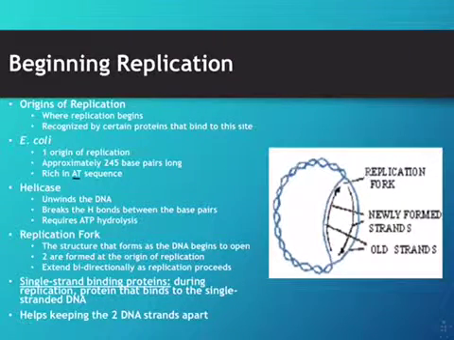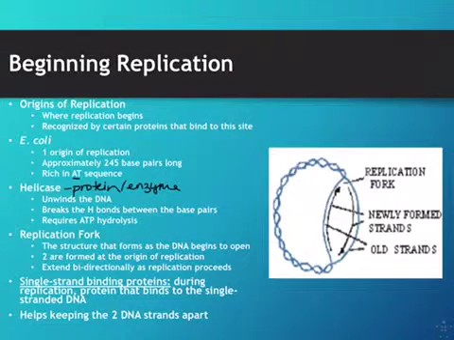So once the origin of replication is recognized by those proteins, another protein, helicase, comes in. It's an enzyme, which is a protein anyway. Helicase's job is to untwist or unwind the DNA. This will break the hydrogen bonds between the base pairs, which requires ATP hydrolysis.